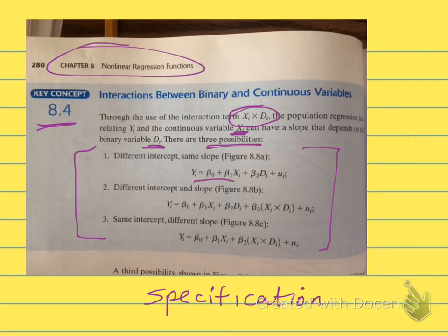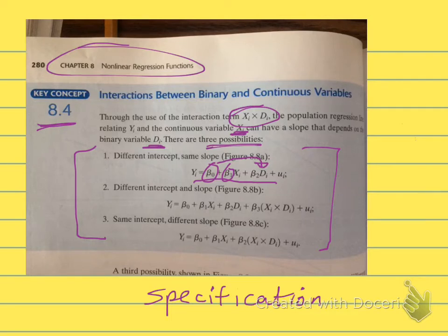So we can have each variable entered alone, so they would have different intercepts and the same slope. So beta 1 would be the slope for both of the groups defined by d. Remember, the dummy variable d defines two groups, the zeros and the ones. The intercept would be beta 0 for group 0 and beta 0 plus beta 2 for group 1. So that would be the first case.